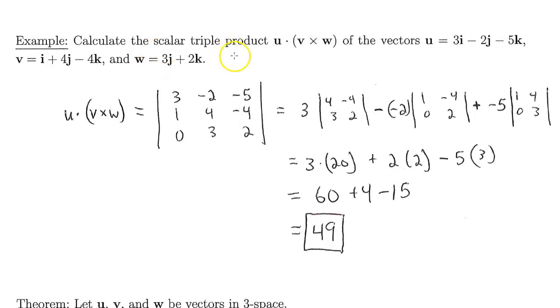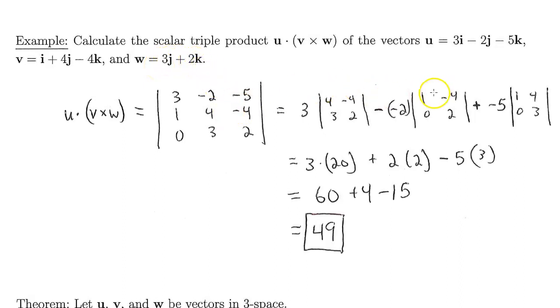But calculate the scalar triple product of u dot v cross w for the vectors u, v, and w that I've given here. It turns out we can just take the determinant of this matrix. We don't actually have to do v cross w and then dot with u. We can just put u up here. We do 3, -2, -5. And then we do 1, 4, -4, because that's what v is in the second row. And the third row, we do 0, 3, 2, and it's 0 because there's no i, right? It's 0i plus 3j plus 2k.